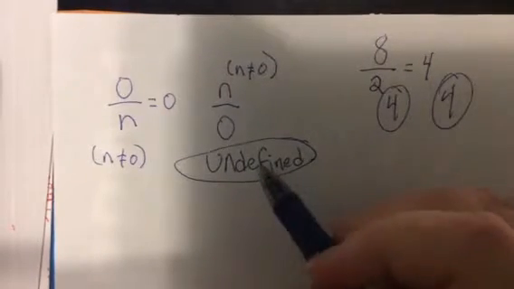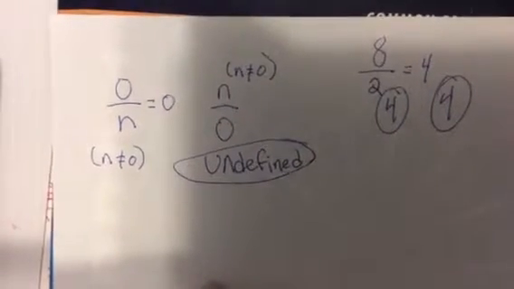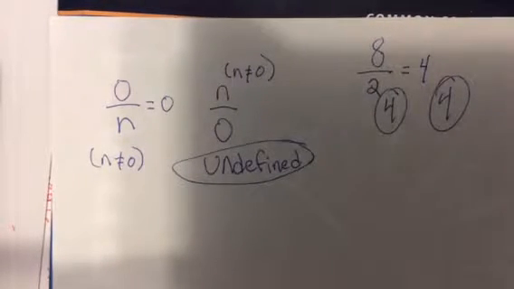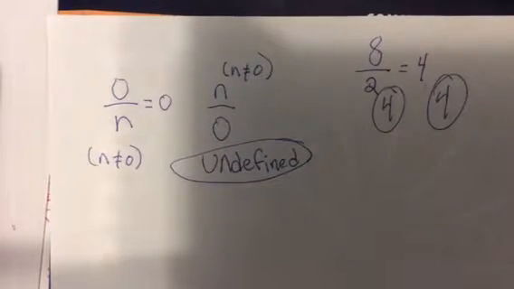But anyways, undefined. So let me help you out. If 0's on the bottom, it's undefined. This is true all the time. If you can remember that. So whenever 0's on the bottom, it's undefined. So if 0's on the bottom, it's undefined. This is true all the time. Hey, say it with me. Come on. If 0's on the bottom, it's undefined. This is true all the time.